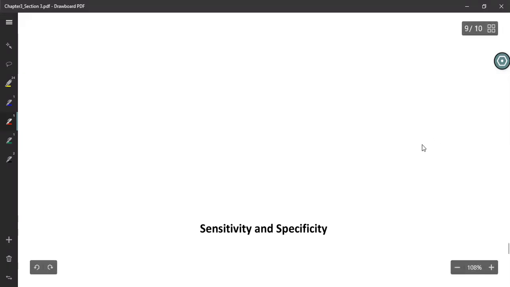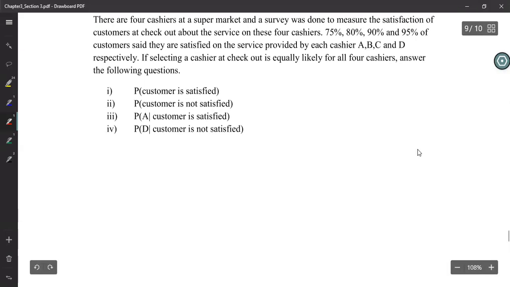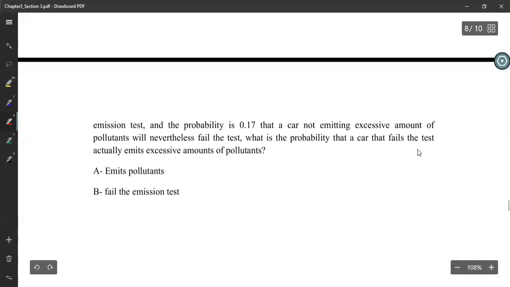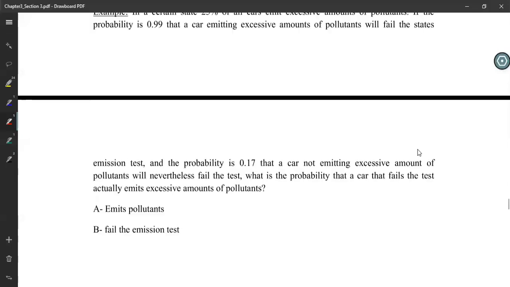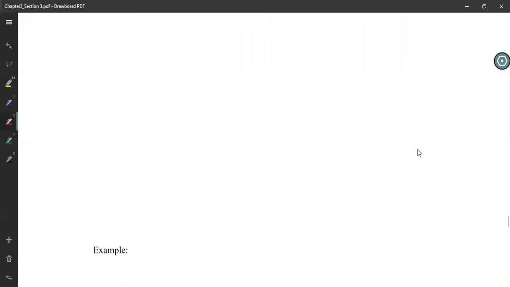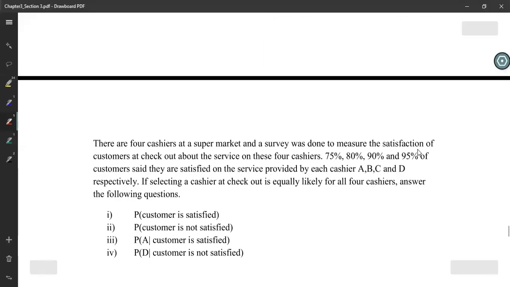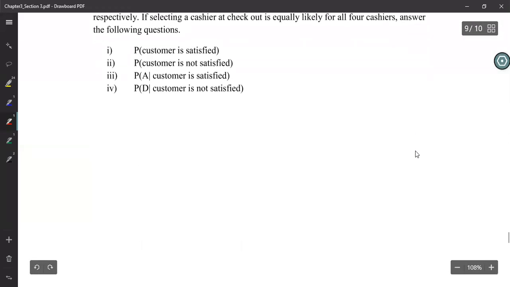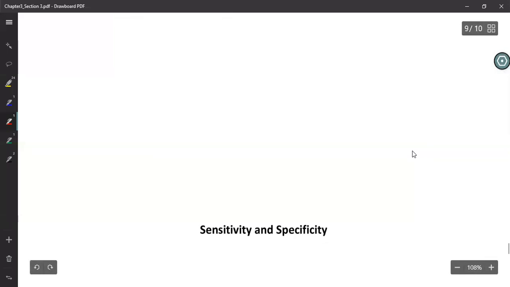Right. So if we don't have any other question, I'll wrap up for today. Again, your assignment is these two examples at the end of your document about the pollutant test and the supermarket satisfaction survey. I'll upload them to your LMS as an assignment. You will have one week to complete it and submit it. And the next week, let's look at sensitivity and specificity. And from that, we can finish chapter 3.